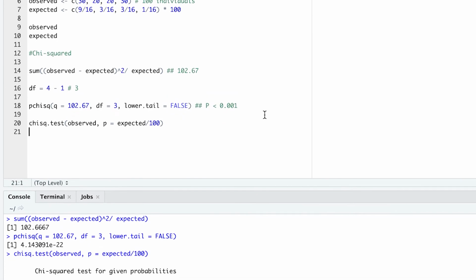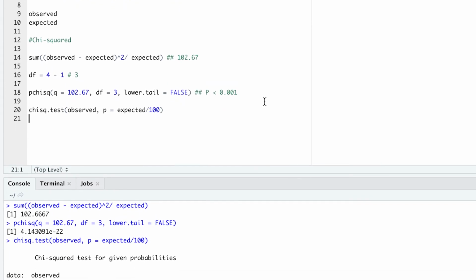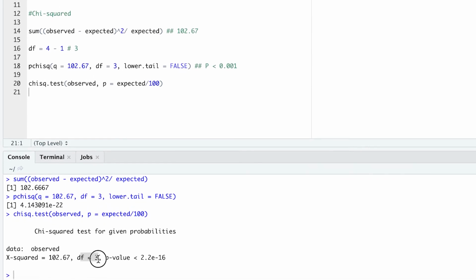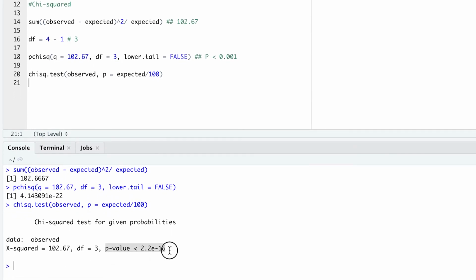We run that. And, as you can see, our chi-squared value is the same as the one we calculated. Degrees of freedom is correct, and our p-value is extremely small. And so we have calculated this both by hand and using the built-in function.